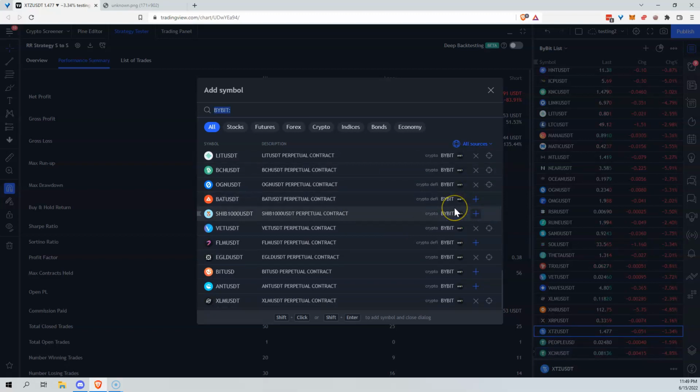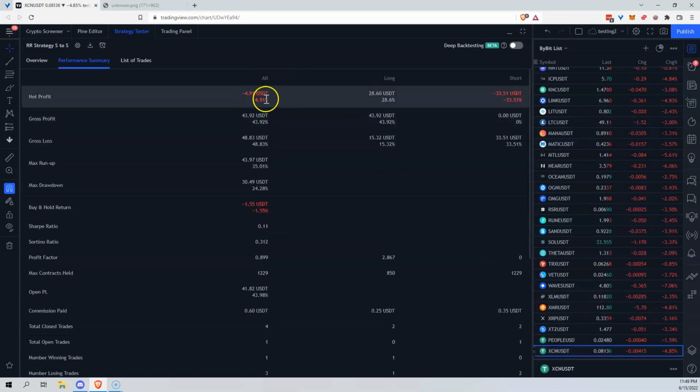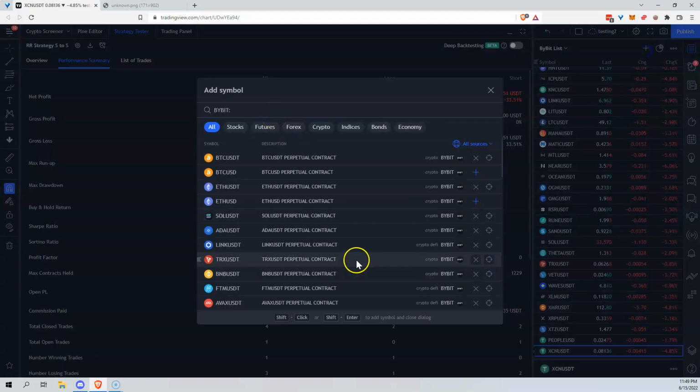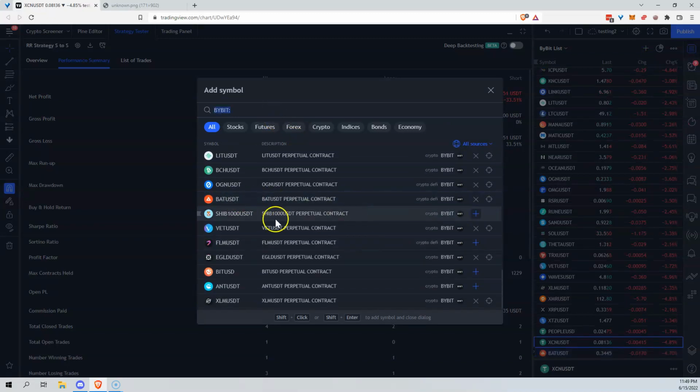So which ones did I just add? I don't remember. Okay, well, I know one was People and one was X something. Oh, they're down at the bottom. Okay, so People, the one that I missed, 204% gain. XCN lost 4%. I thought I got all of them, but hey, okay. So what else did I miss? I missed BAT, so we'll do BAT.